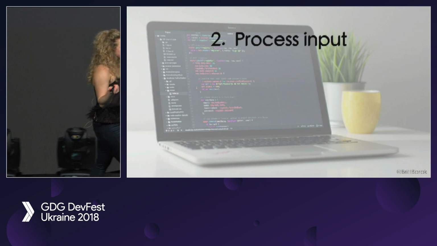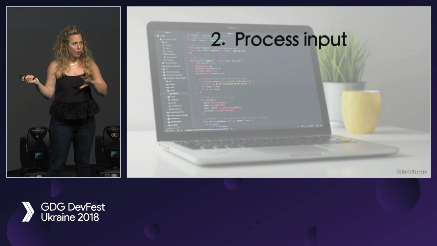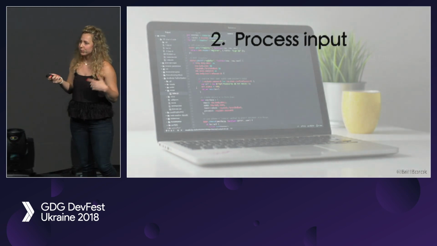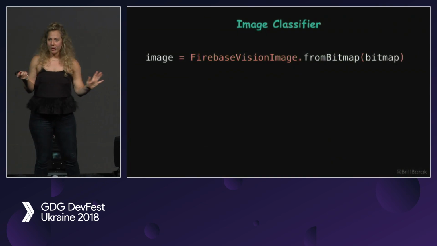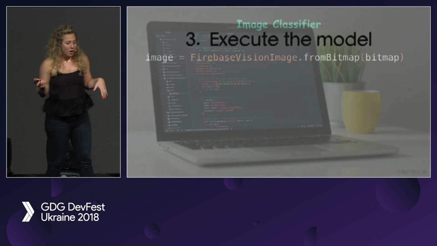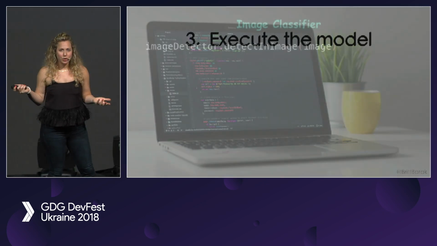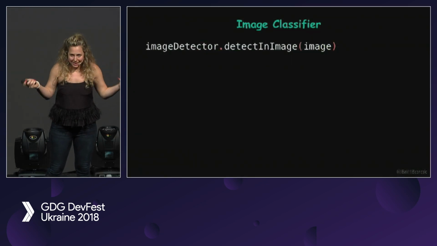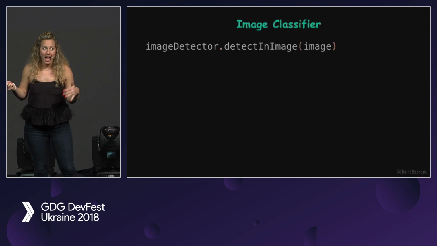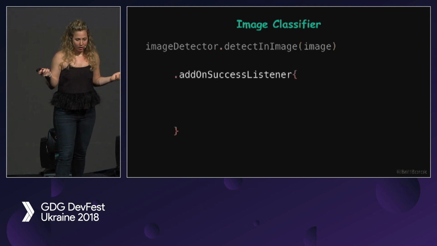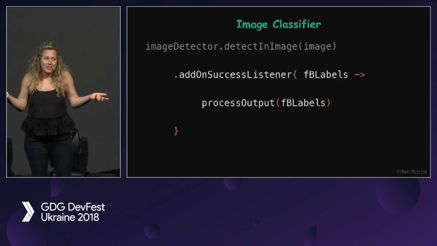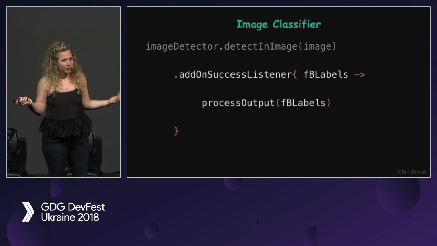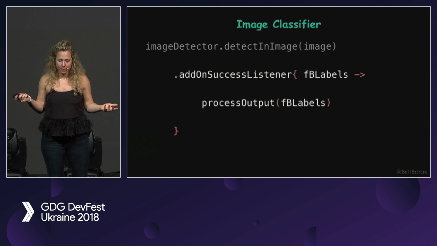And then I need to process the input again, and with all of the APIs, I need to obtain a FirebaseVision image the same way that we did before. Now we just need to execute the model. It's done exactly the same. I'm going to add the on-success listener, exactly the same. And as I told you, the only difference is that it's a different model, so we're going to get a different output, a different result at the end.